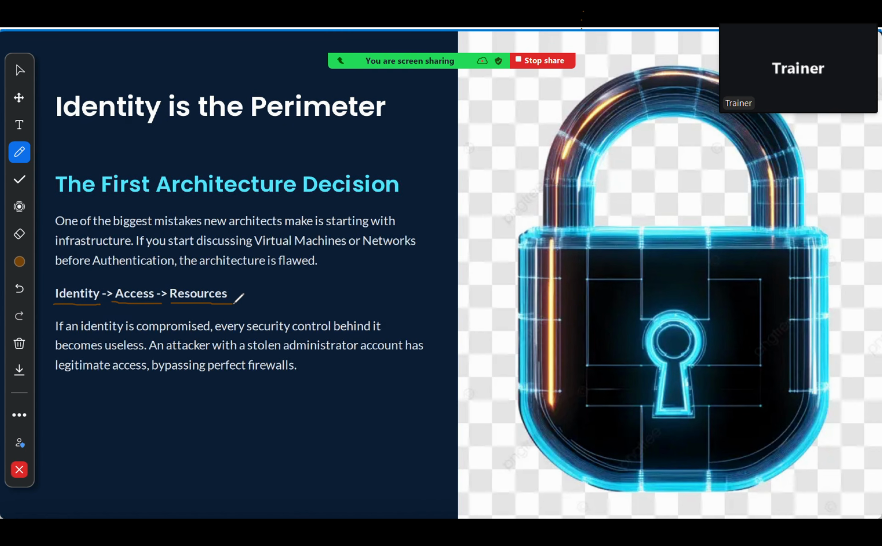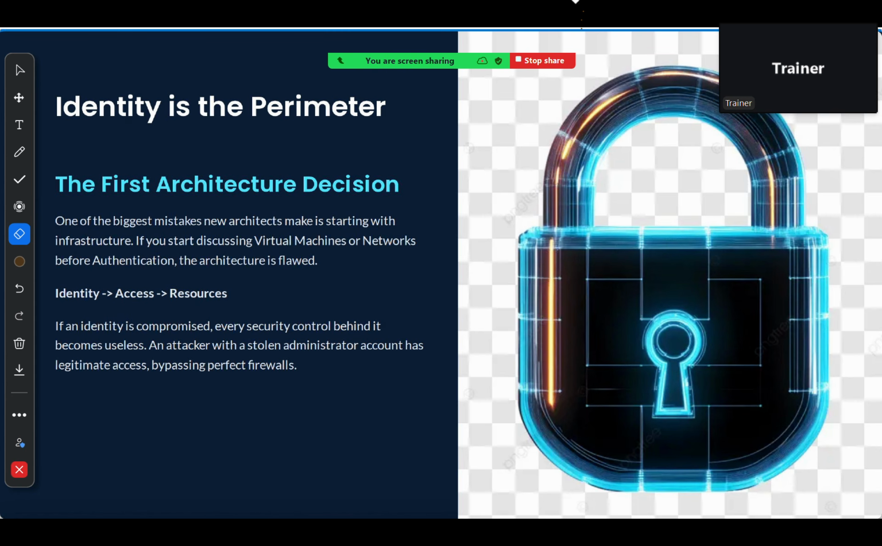If you take a real-world example, suppose a company has a firewall with perfect networking, with perfect infrastructure, but an attacker has an administrator account. So in that case, what happens?